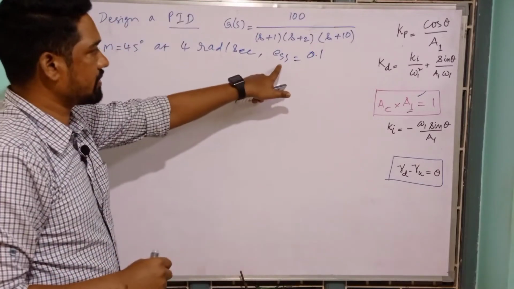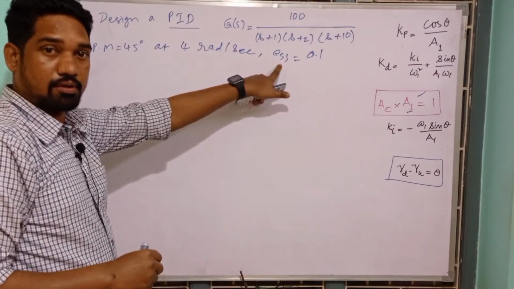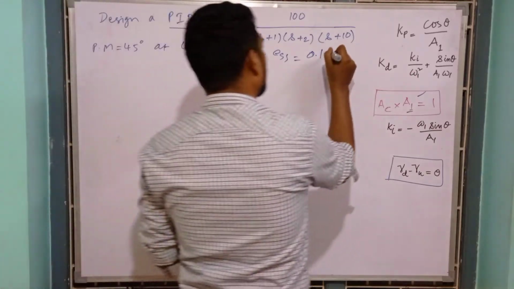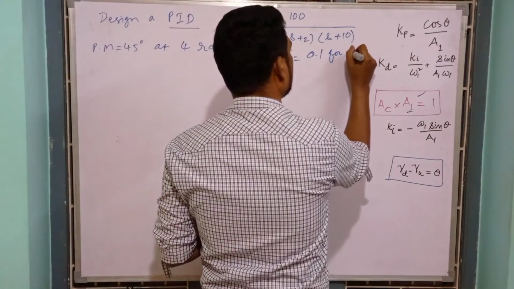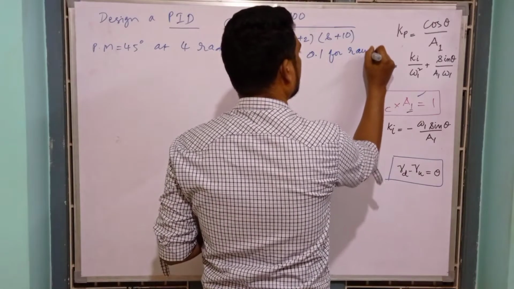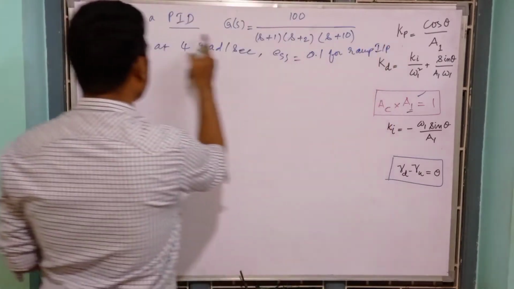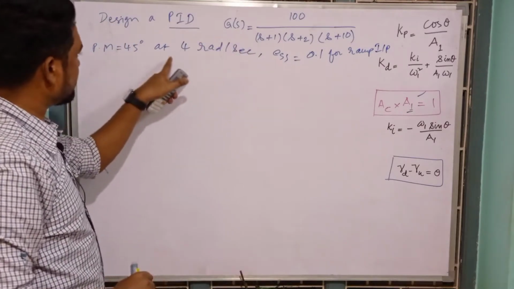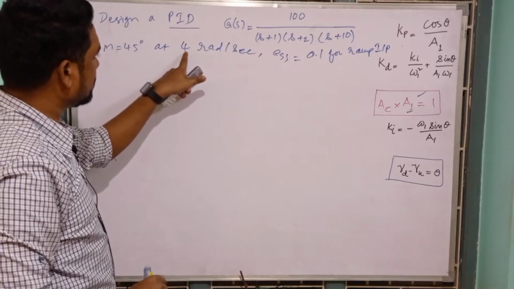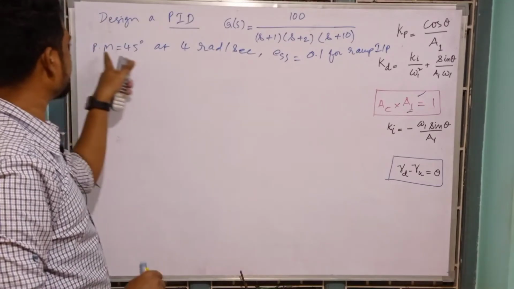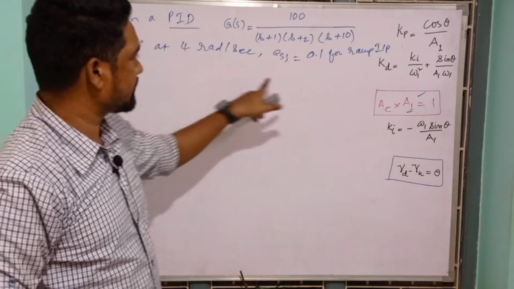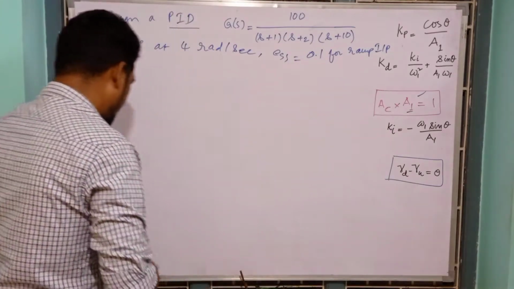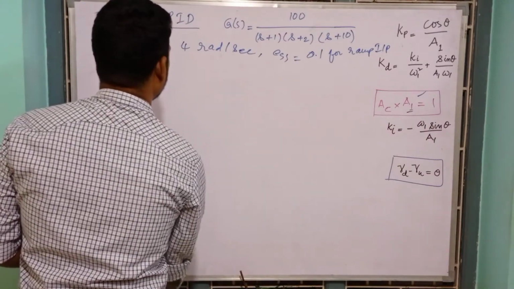The design should be in such a way that the steady state error for the compensated system should be 0.1 for a ramp input. Okay, these are the given information in the question. The open loop transfer function is given, the frequency is 4 radians per second, the desired phase margin is 45 degrees, and the steady state error should be 0.1 for a ramp input. This is given. So guys, from the given question itself, something has to be extracted.